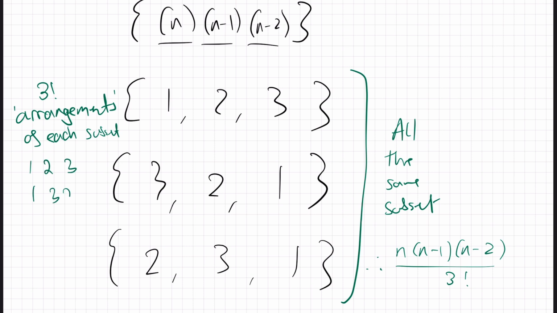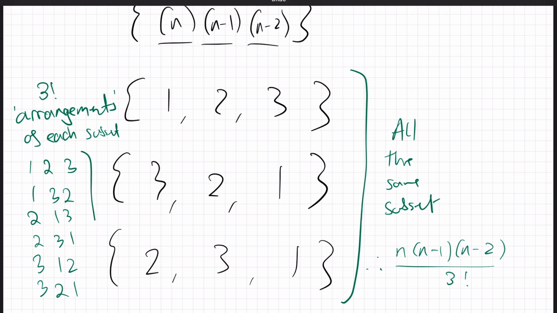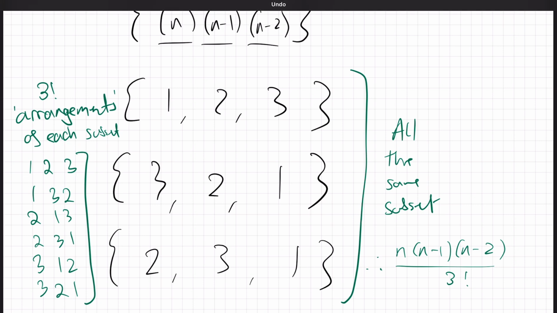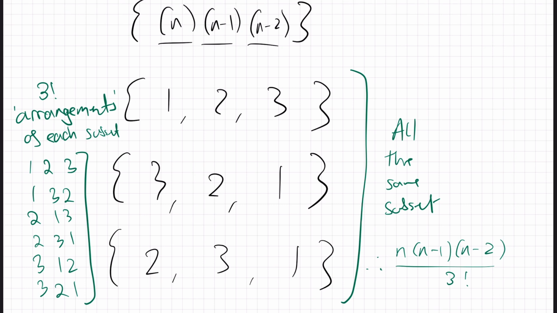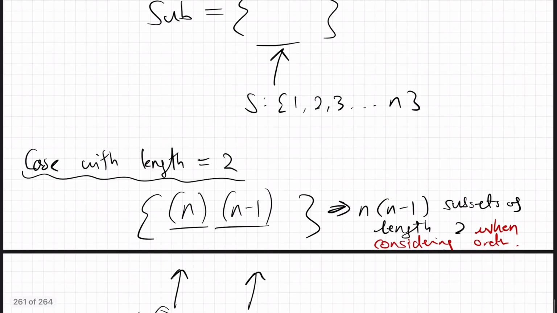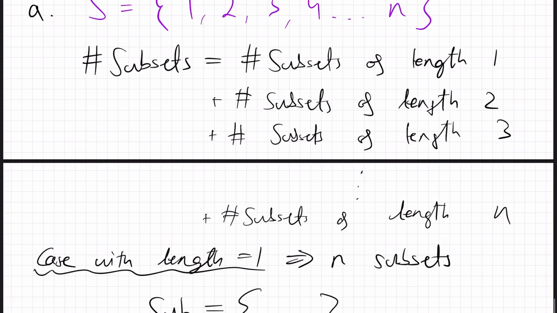And you can see these would be the different arrangements, like so. And every single one of these is the same set, so we have to divide these out. Let's say for every set of 3 numbers, there's going to be 6 different options, and we have to divide that out. That's why we divide it by 3 factorial. So that is the number of subsets of length 3. And hopefully you can see this pattern just continues. So now let's write out our thing again.